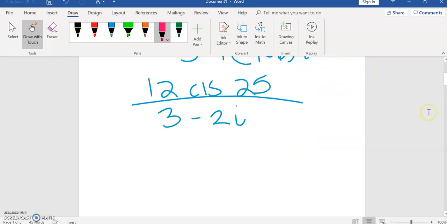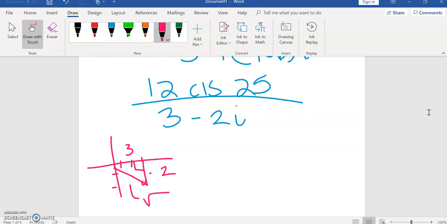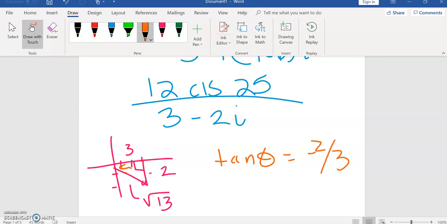So instead, we're going to rewrite the bottom. If I draw this, this is 1, 2, 3, 1, 2, this point right here. Here's my triangle, so this is over 3, negative 2. Then this here is 9 plus 4, square root of 13. That's going to be my r. Now I need to know what theta is. So tangent of theta equals negative 2/3, opposite over adjacent.